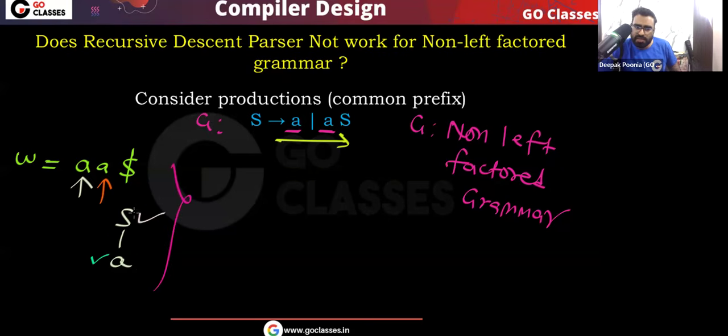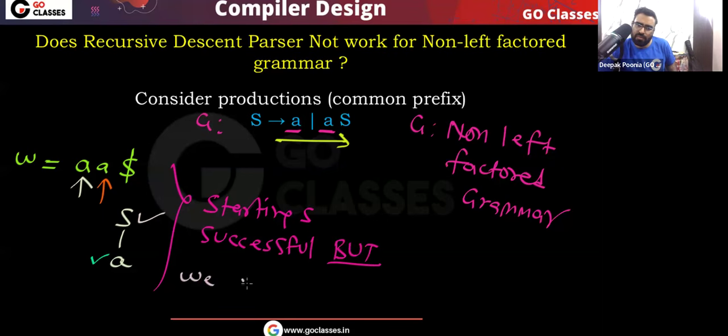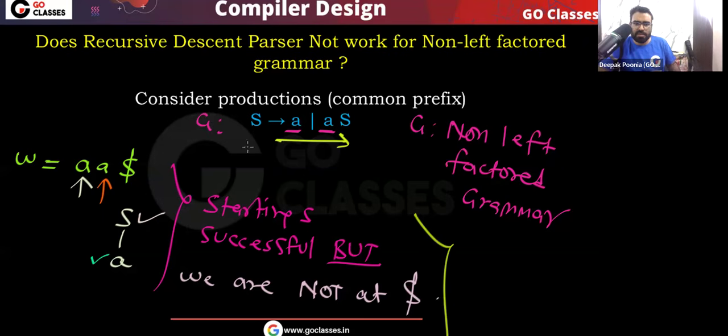Now notice this S is successful. This is the starting S. Yes or no? So the starting S is successful, but we are not at dollar. We are not at dollar. What does it simply mean? It simply means that the string W equal to A is not passed by RDP.